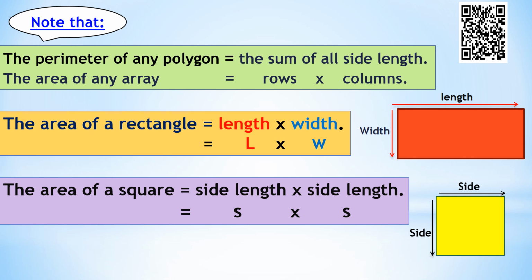And the area of a square, we don't have length and width here. We said length is the long side, width is the short side. But in a square, all sides are equal. We don't have length and width. So we will multiply side by side. Okay, so it means side length times side length, side times side.